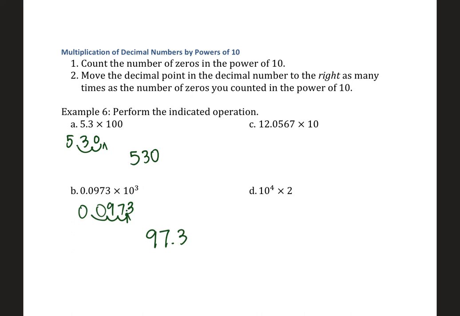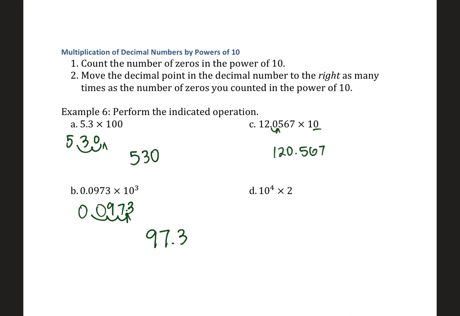Up here at the top, we have 12.0567 times 10. There's only 1 zero there, so I'll move the decimal to the right 1 time. 120.567.